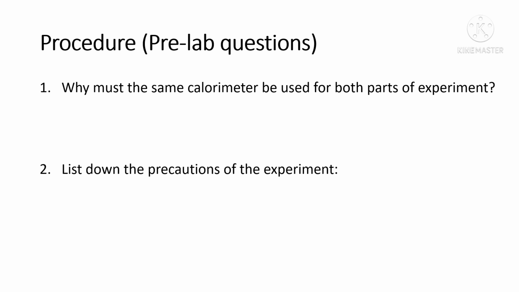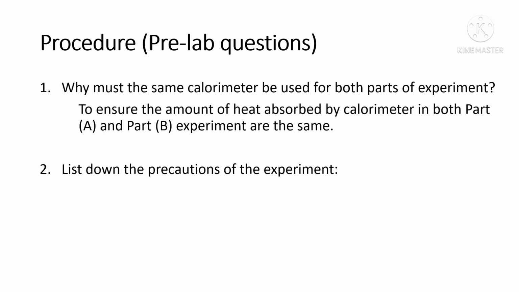Question number 1, why must we use the same calorimeter in both part A and the part B experiment? It is because we want to ensure that the amount of heat absorbed by the calorimeter in both part A and the part B experiment are the same. Question number 2, list down the precautions of the experiment in part B.